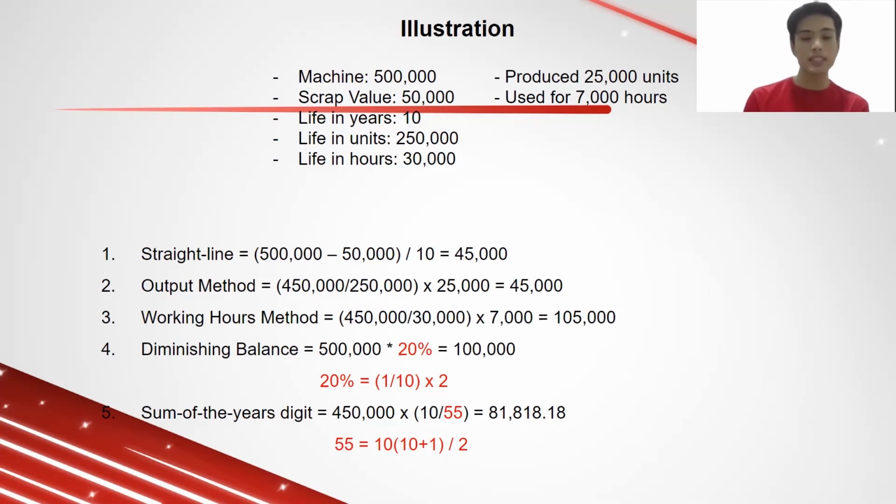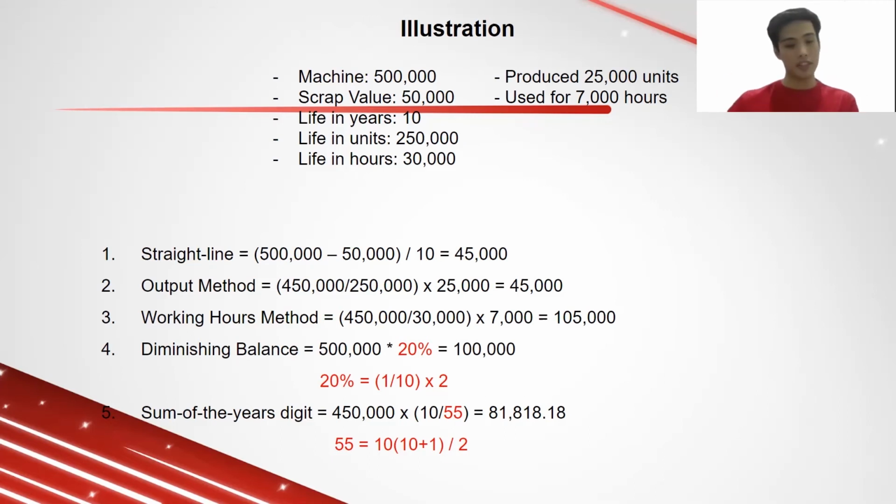And for the sum of the years digit, first is 450,000, the depreciable cost: 500,000 minus 50,000, like all of the different methods preceding it, multiplied by 10 divided by 55. First, how did I get 10? 10, like I said, is a backwards count of the estimated years. Because it's the first year, we use the full 10 years of the estimated life.